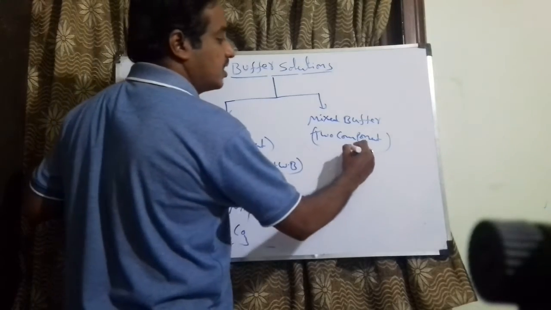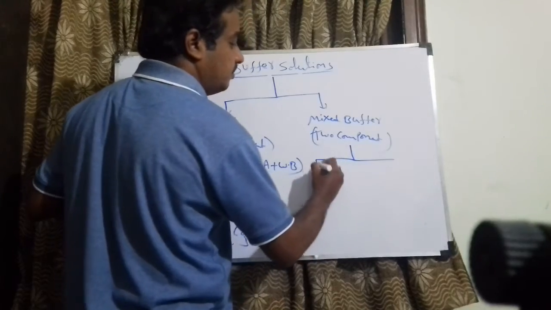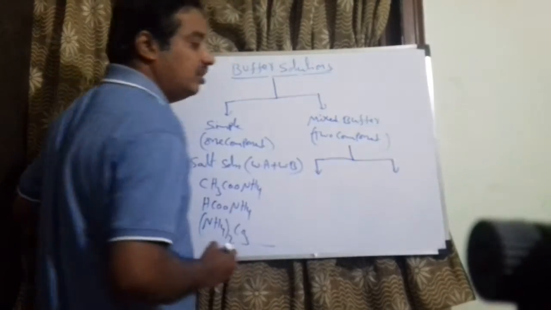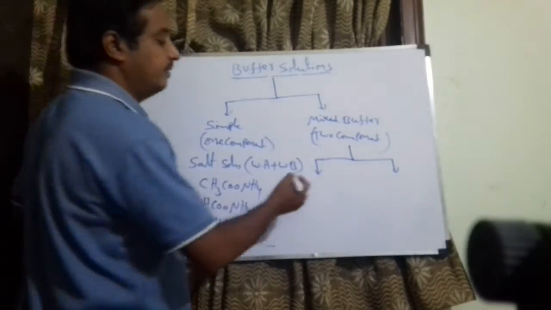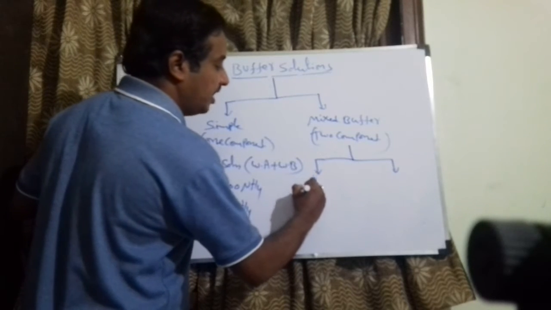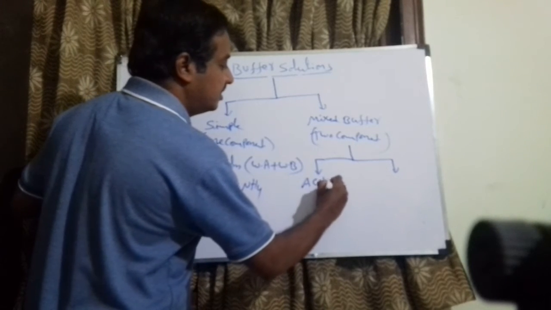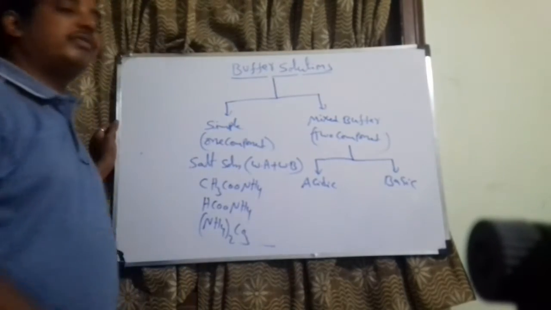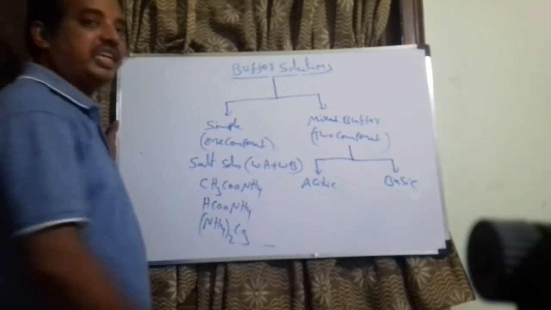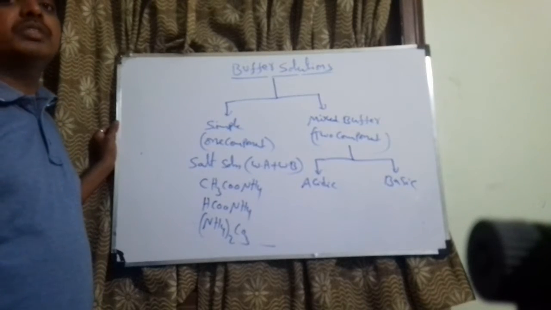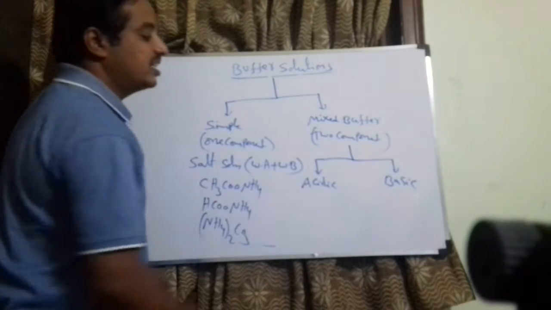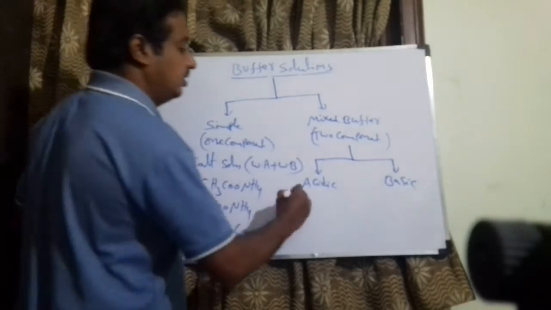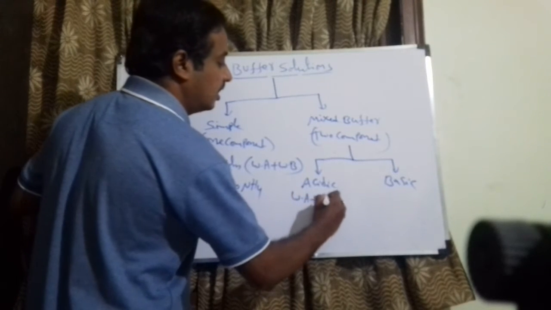The second one is mixed buffers. Mixed buffers are again classified into two types. The first one is acidic buffer, the second one is basic buffer. The acidic buffer is the mixture of a weak acid and a salt of its strong base. The weak acid and salt.